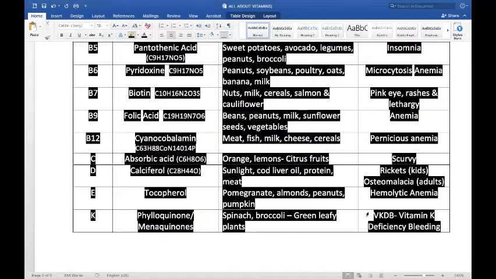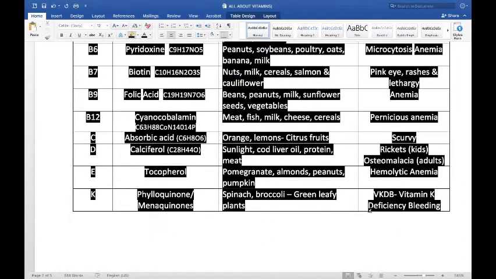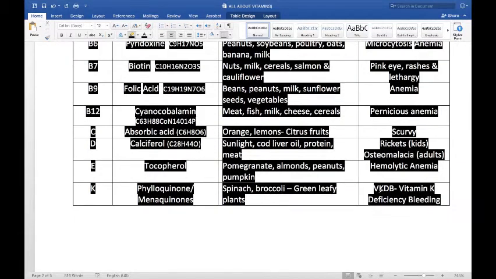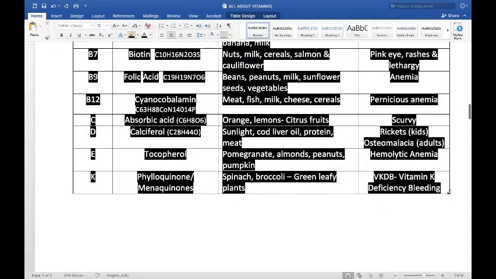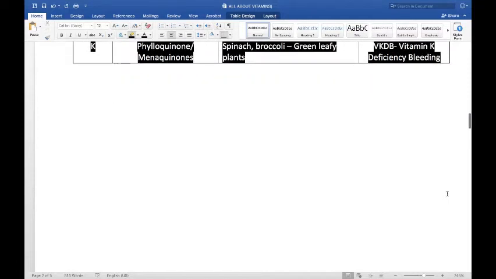Vitamin K deficiency bleeding is where there is not enough vitamin K to form blood clots. And again, blood clots are necessary to stop unnecessary bleeding. So VKDB can also happen internally, so there's internal bleeding. And unfortunately, without vitamin K, it cannot form blood clots and stop the bleeding. So this is an important vitamin as well.